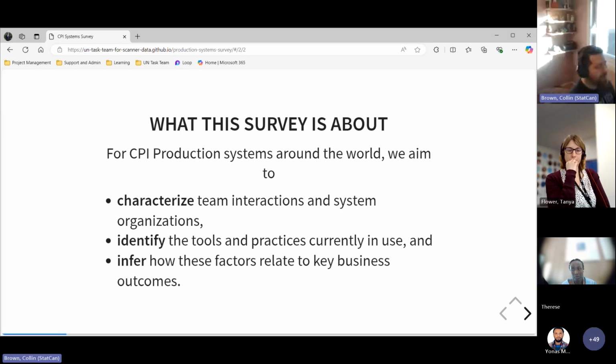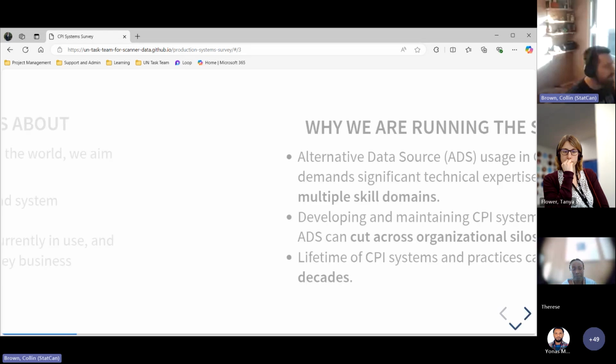In short, we're trying to characterize what those team and system organizations look like. We're trying to identify a number of tools and practices that are used to fulfill the development and maintenance of those systems. We're trying to look at what business outcomes we care about, which we'll talk about a little later, and then hopefully make inferences about how certain team and system organizations might affect those business outcomes, with the goal of improving them.